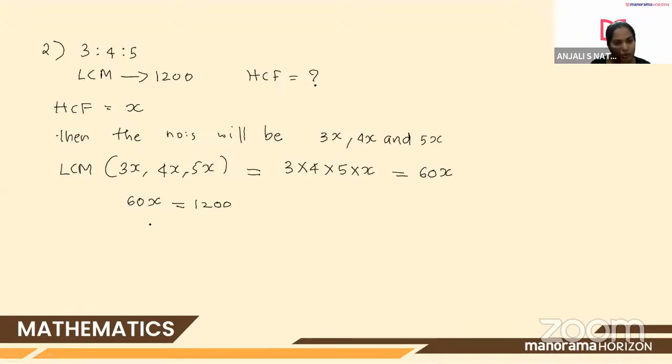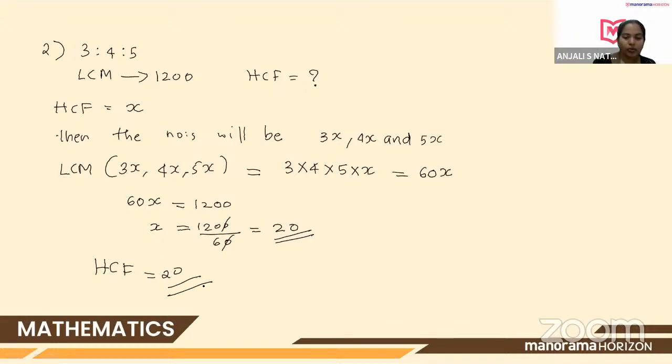Okay. So what is x? That is 1200 divided by 60. Okay. That is equal to 20. So the HCF, what is x? We take x as HCF. So the HCF is equal to 20. Okay, clear? So moving to the next question.